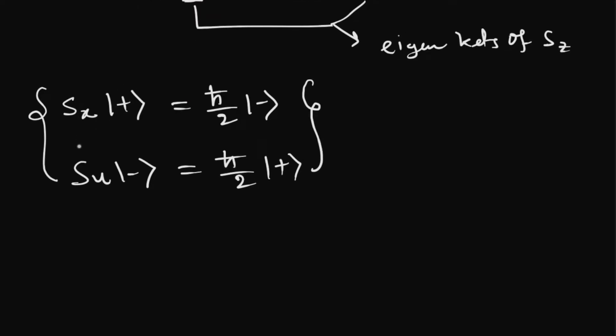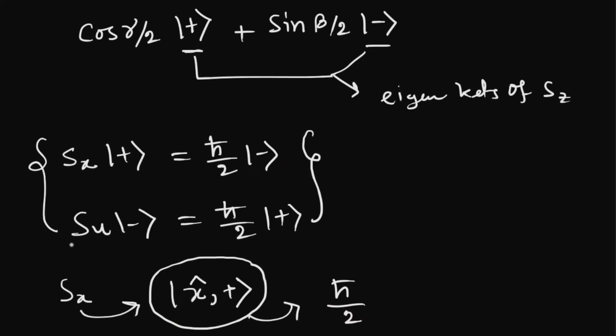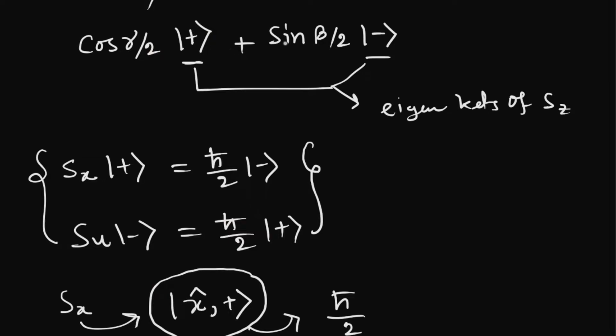When will we get h cut by 2? If we measure the observable Sx, we get h cut by 2 if the state is the plus eigenket of this operator. Now we know that the state is not in that state. The state is cos gamma by 2 plus ket plus sin gamma by 2 minus ket. Here it is n cap plus.